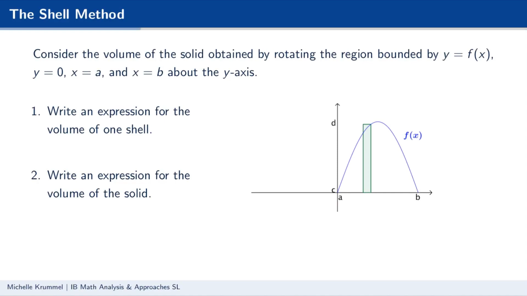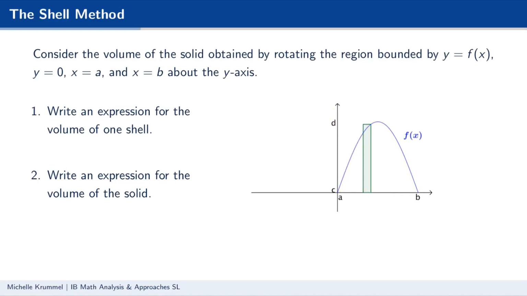We've got this f of x, y equals 0, x equals a, and x equals b forming our region. And I'm just going to shade it here for a moment so we're clear about what region we're dealing with. This is our shaded region that we are going to rotate around the y-axis and try and get the volume of this solid.